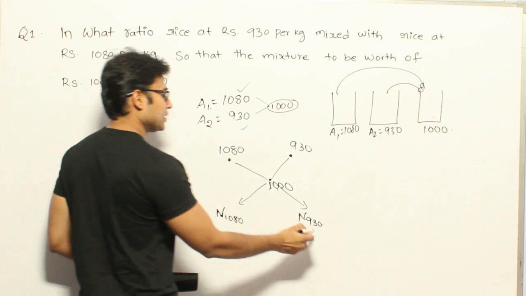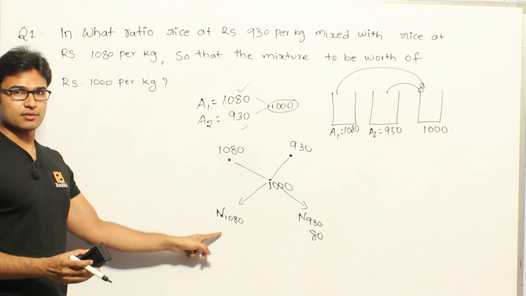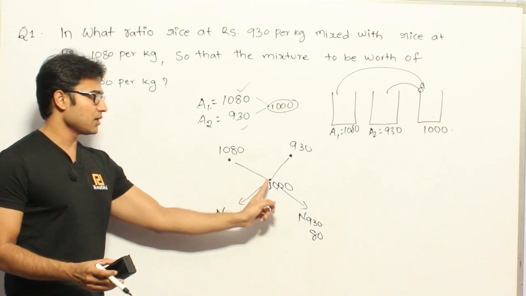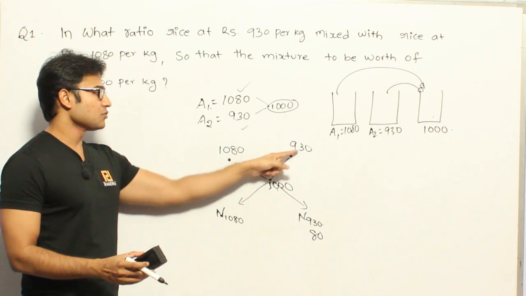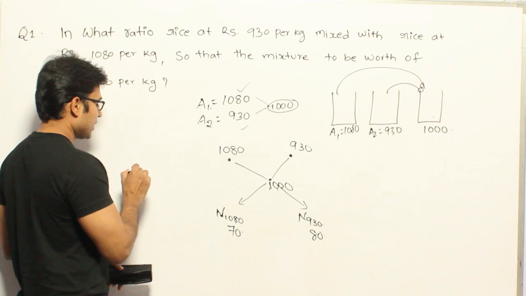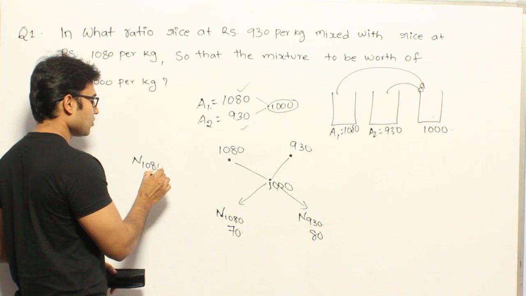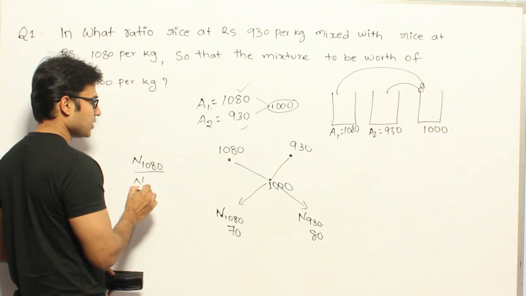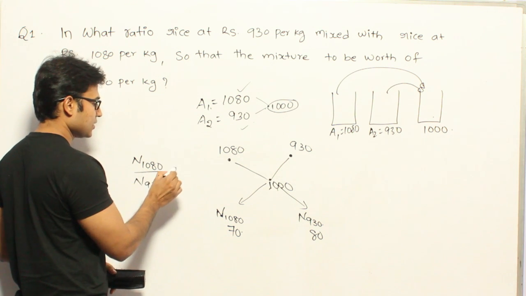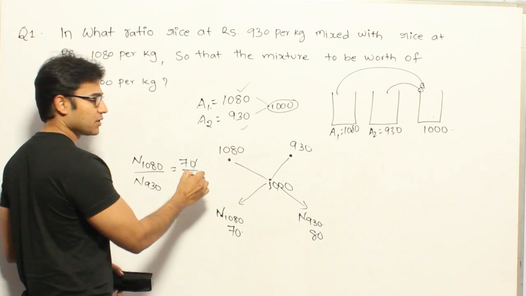So what is the difference? 80. And you take this difference and you write it over here, right? When I talk about the difference, you have to take higher number minus lower number, right? So what is the difference here? 70. Now what does it mean? The weight of the rice with 1080 cost is to the weight of the rice with 930 rupees cost per kg equal to 70 is to 80. That is the meaning of it.